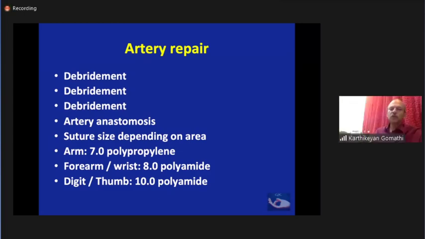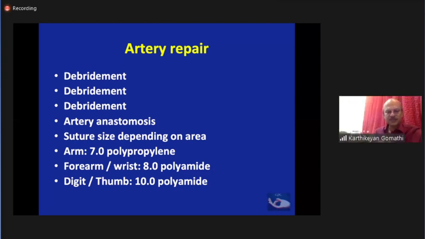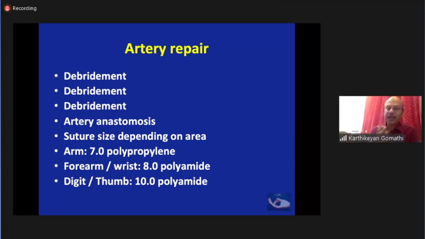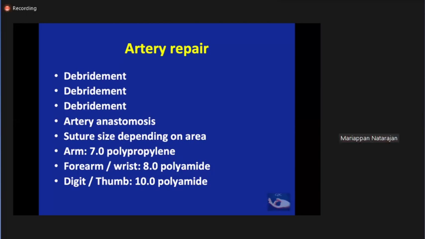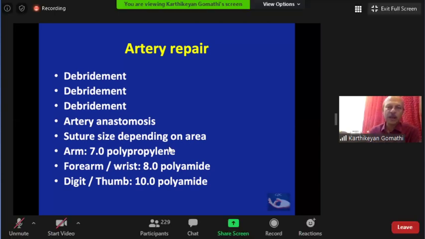Then we need to do the artery anastomosis. Right on. Yeah. Now the artery anastomosis is done. The suture size that you're going to use will depend on the area where you're going to do the replantation. For instance, if it is on the arm, you can use a 7-0 Prolene also. If it is on the forearm or wrist, 8-0 polyamide can be used. But if it's a digit or thumb, 10-0 polyamide or Ethicon should be used.